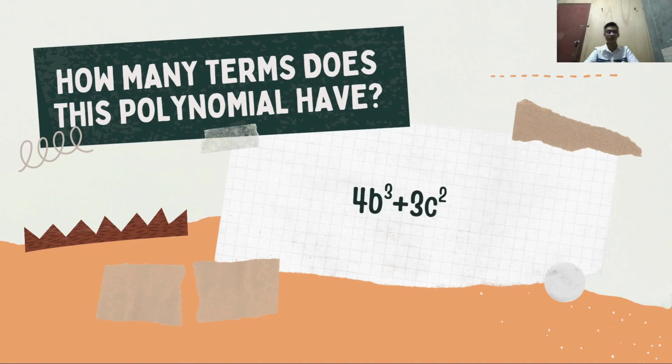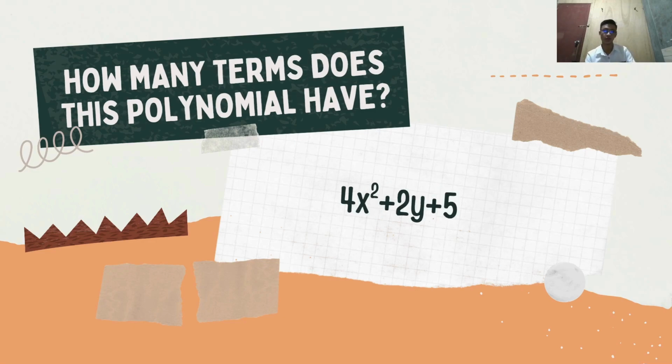The next slide. How many terms does this polynomial have? 4b cubed plus 3c squared. It has two terms, right? Good. On the next slide, we have 4x squared plus 2y plus 5. How many terms does this polynomial have? It's 3. Correct.